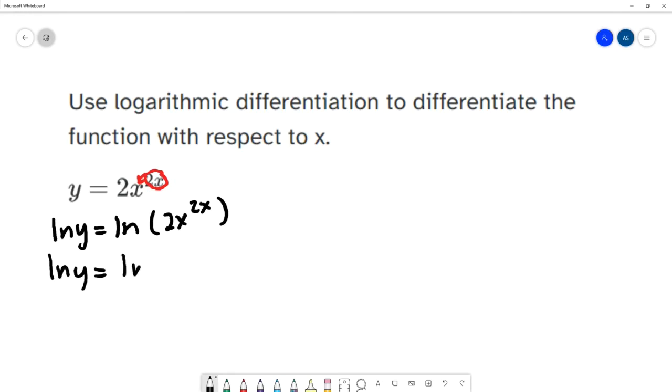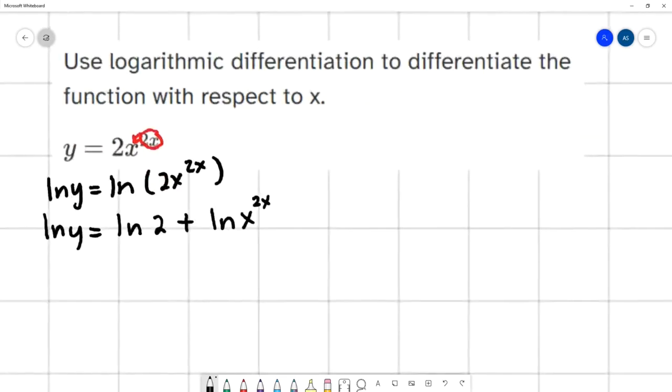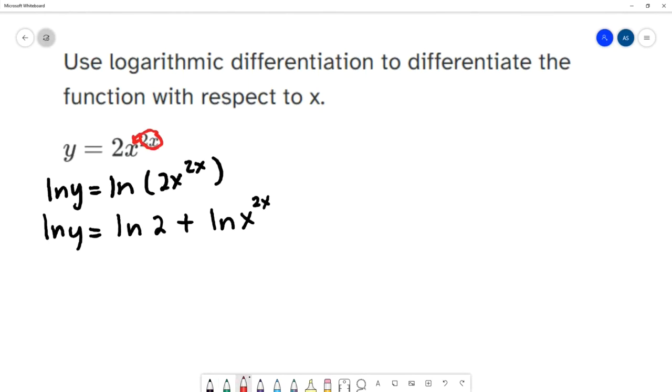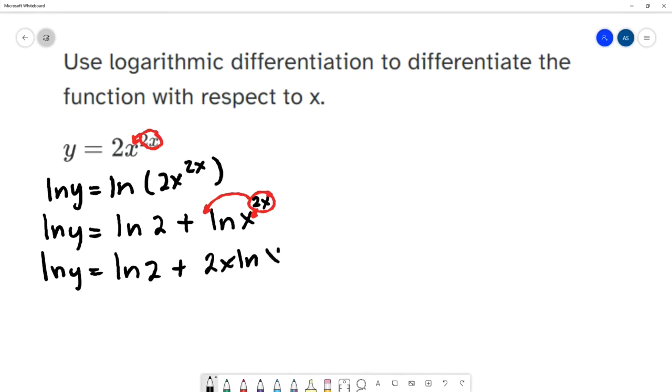So that would give us natural log of 2 plus natural log of x to the 2x. So this step here uses the product rule for logarithms to expand. And then once we have it so that the exponent is only on that x term, we can use the power rule for logarithms. So that would give 2x natural log of x.